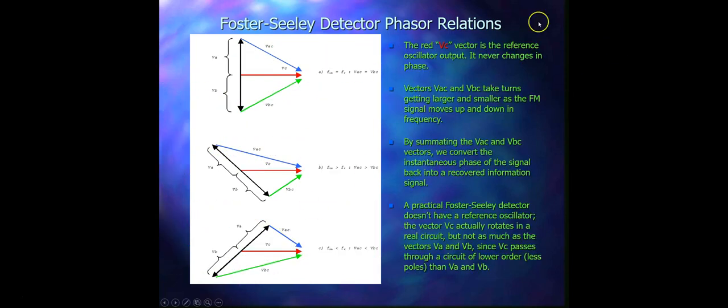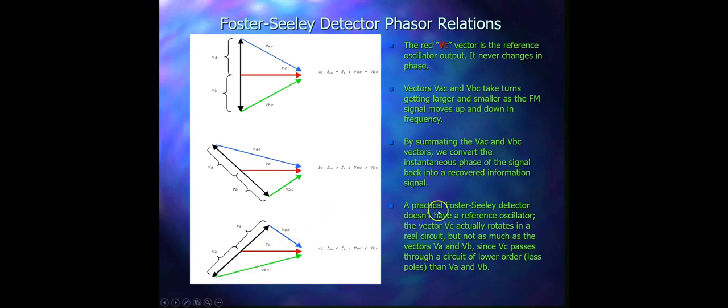So let's read here. This red VC vector is the reference oscillator output. It never changes in phase. As you can see, it is not changing in all these three conditions. VAC and VBC take turns getting larger and smaller as the FM signal moves up and down in frequency. By summating the VAC and VBC vectors, we convert the instantaneous phase of the signal back into a recovered information signal.